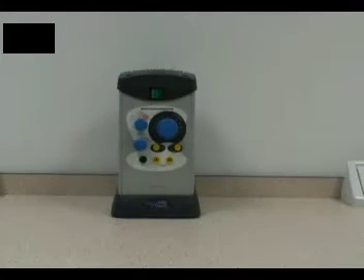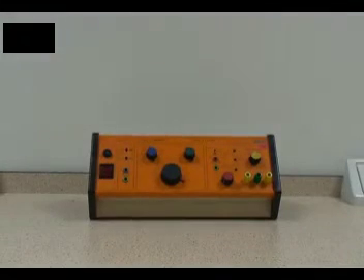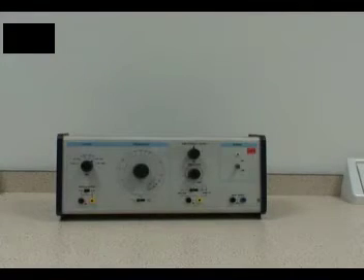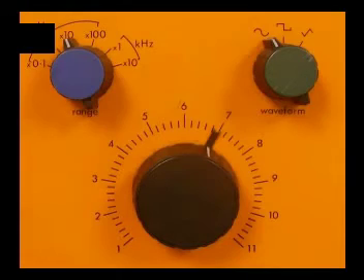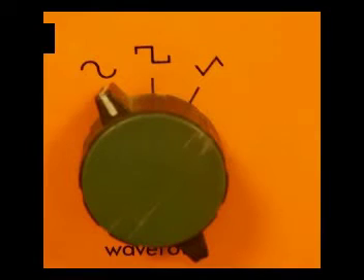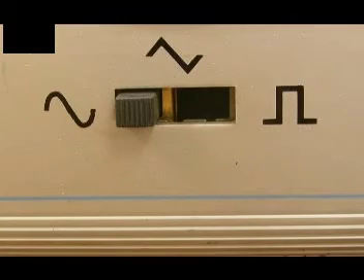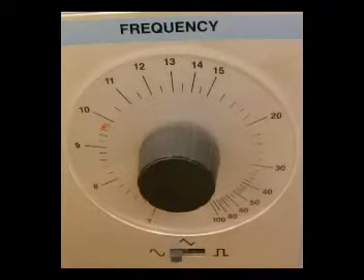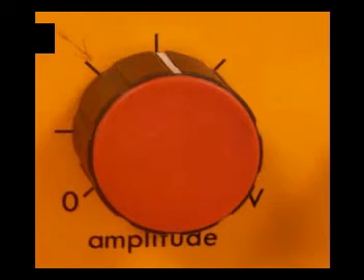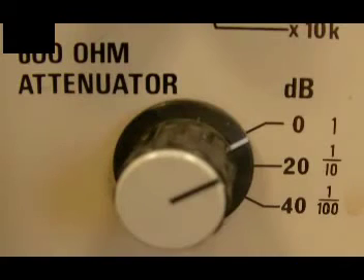Here are some of the signal generators that you'll see in use in schools. Despite the wide variety of signal generators, they all have certain controls in common. Look for the range control, the waveform or function control, or switch, the frequency control, or the amplitude control. In addition, some signal generators have an attenuator, and for our purposes here, we will just set that to 0.